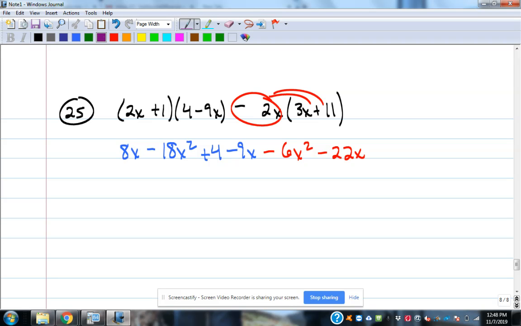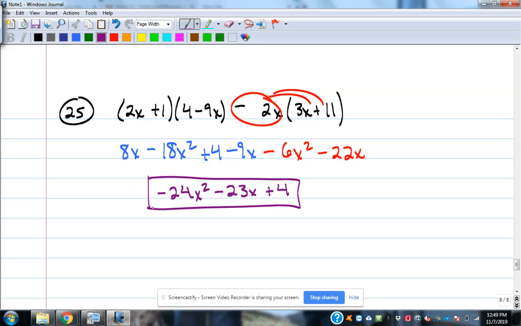All right. So now, like terms, what do we start with? X squared. So negative 18x squared and negative 6x squared is negative 24x squared minus how much? 23x. Y'all agree? I hope so. And then plus 4. No other like terms with that 4. And there we've got that as a nice little polynomial. All right, so we've done addition, subtraction, multiplication.